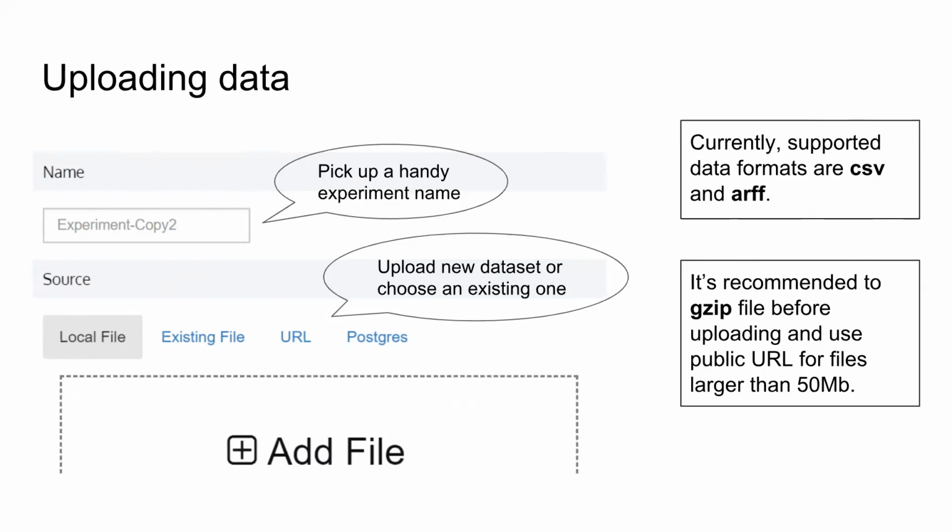For each experiment, you also should pick a name and upload a new data set or choose from uploaded ones. Currently, we support CSV and ARFF data formats, and it's also recommended to gzip the data set before uploading to speed up the process, or use a public URL for files approximately larger than 50 megabytes.